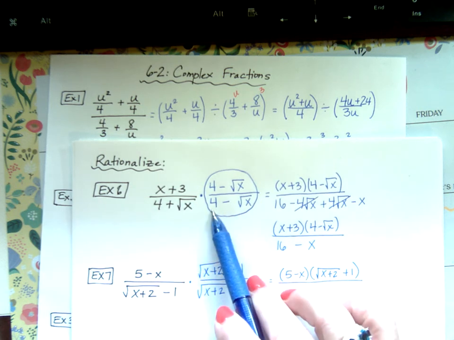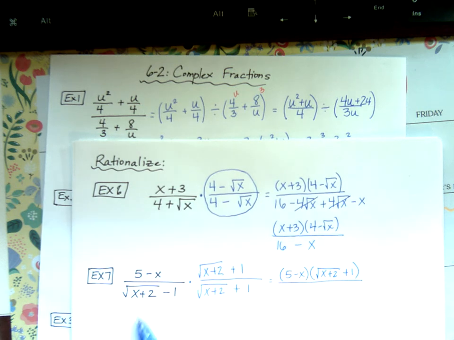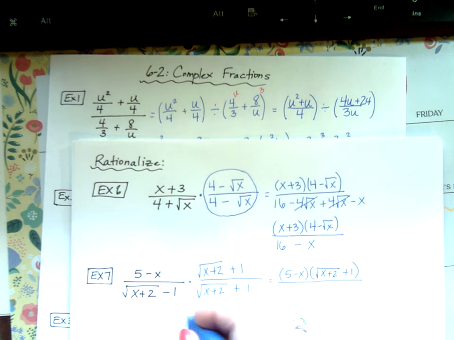Same thing goes for this. My outers, I get a positive square root of x plus 2. My inners, I get a negative square root of x plus 2. So my O's and my I's, I really don't need to do. But I do need to do my firsts and my lasts. The square root of x plus 2 times another square root of x plus 2 looks like this. Square root of x plus 2 squared.